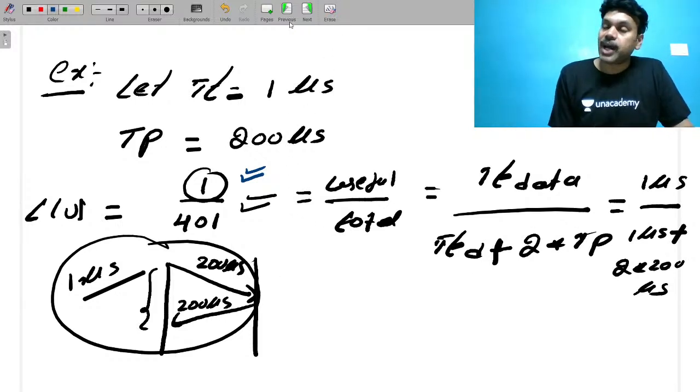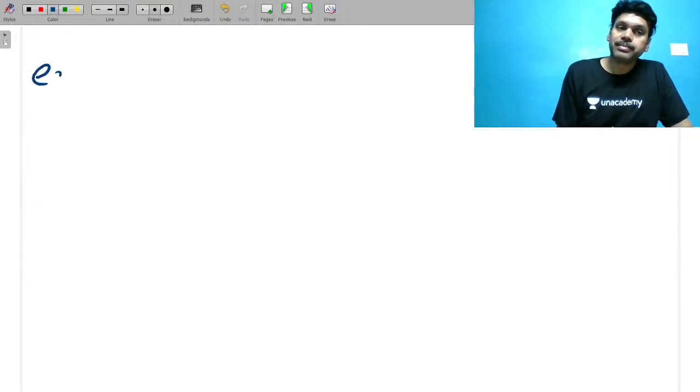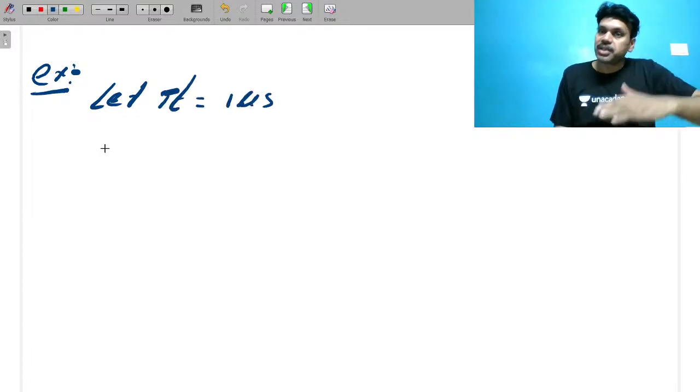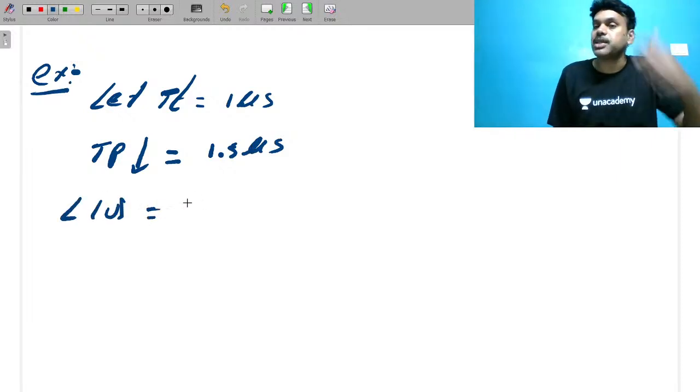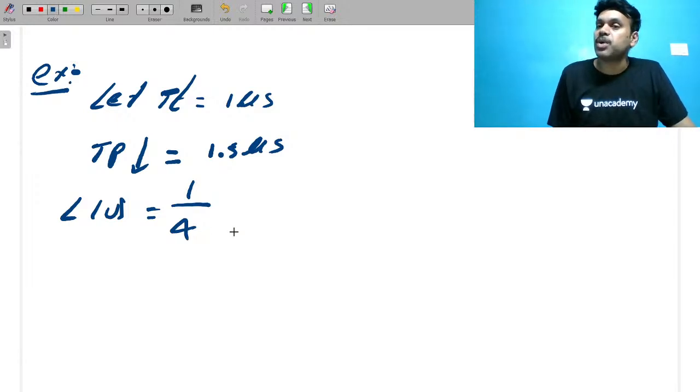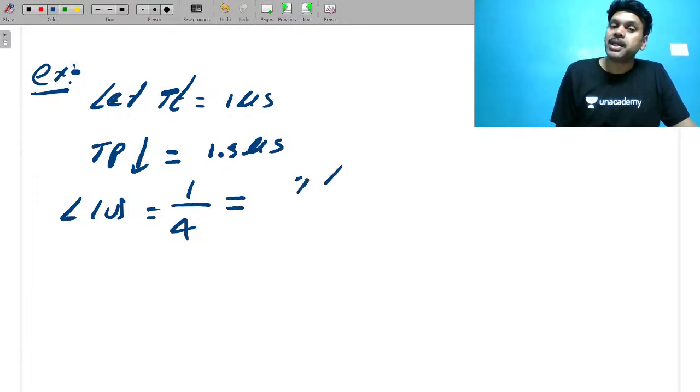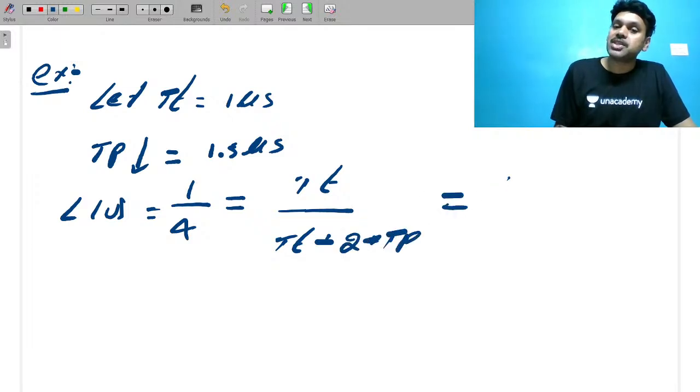Now let us see another example. This time I am giving another parameter. Let TT be equal to 1 microsecond. I am reducing the distance now, that means TP is reduced. TP is reduced to something like 1.5 microseconds. Now he is asking what is the link utilization? It's superb. What is your link utilization? Simply I can say 1 by 4. Why 1 by 4? You know TT divided by TT plus 2 into TP. Otherwise I can write it as useful divided by total.